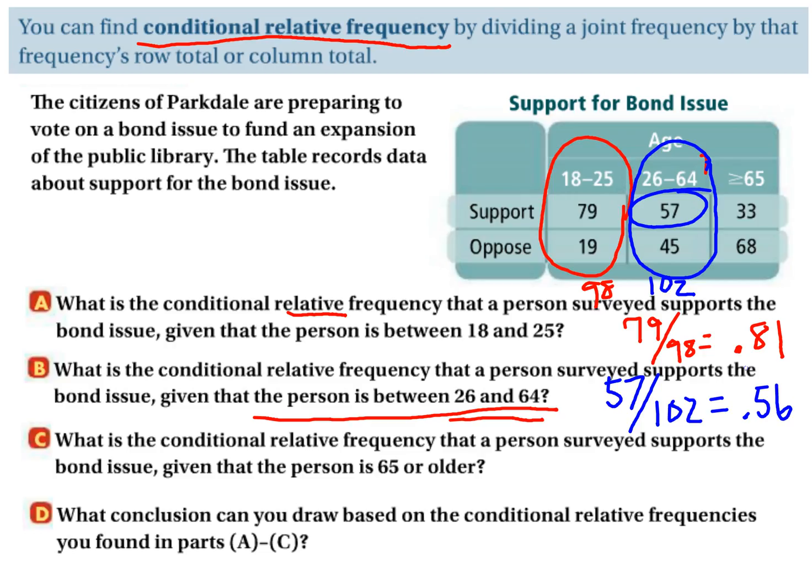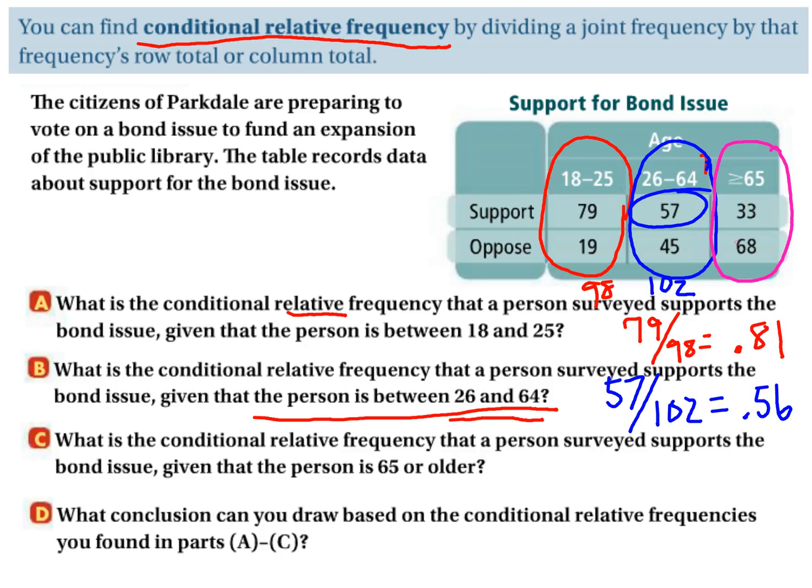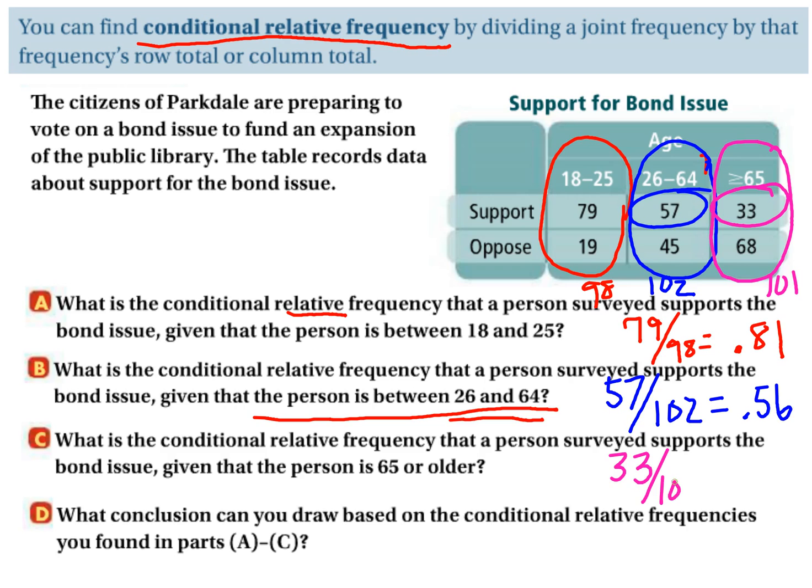Finally, what is the conditional relative frequency that a person surveyed supports the bond issue, given that the person is 65 or older? Again, I can only use 65 and older. That's the given. Then that total is 33 plus the 68, which is 101. And then I want supporting the issue. So 33 divided by 101 is approximately 0.33.